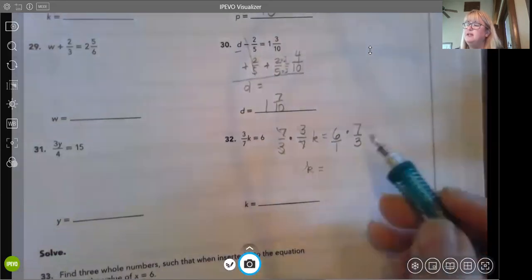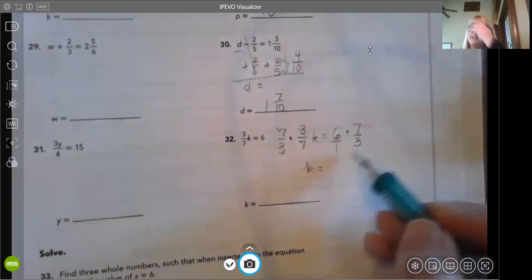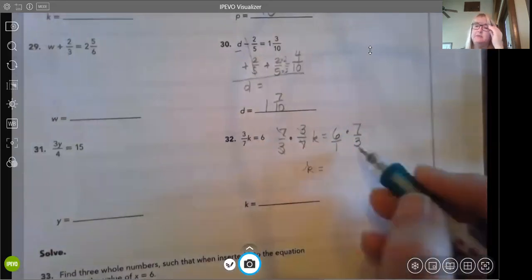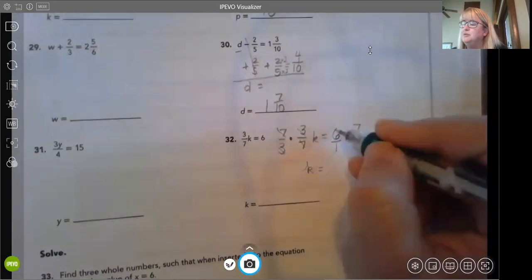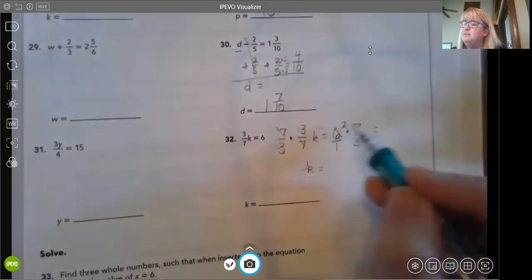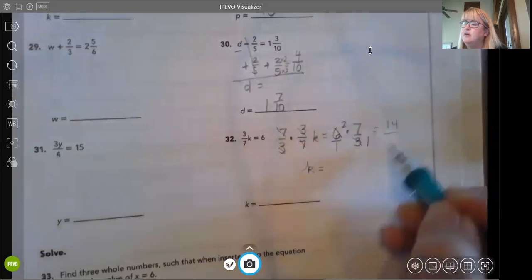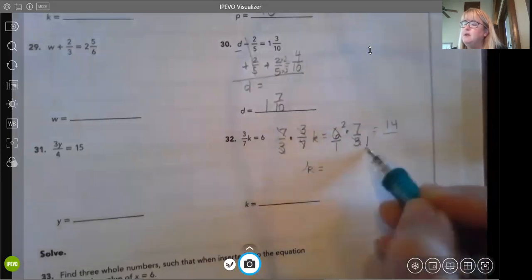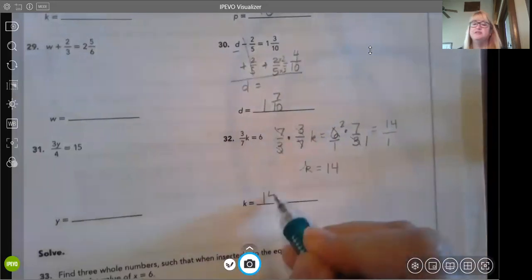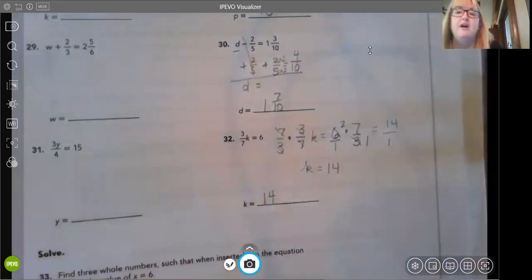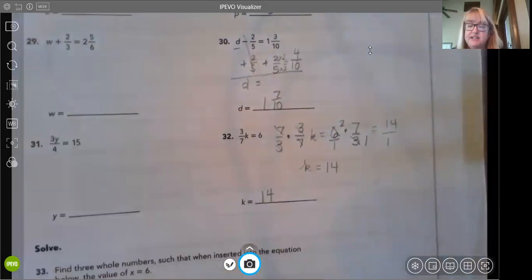Can we do any simplifying here? Well, yes, we can. 3 and 6 will simplify. So I can make that 1 and this a 2. And then 2 times 7 is 14 over 1 times 1 is 1. 14 over 1 is the same thing as 14. So k equals 14.